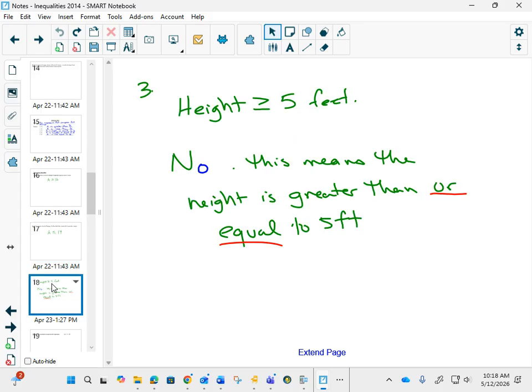Technically, if it said you must be more than 5 feet, then technically the 5 feet isn't included. So this is a little bit of a mistake. This means the height is greater than or equal to 5 feet, and the sentence said just greater than 5 feet. So you wouldn't be allowed.